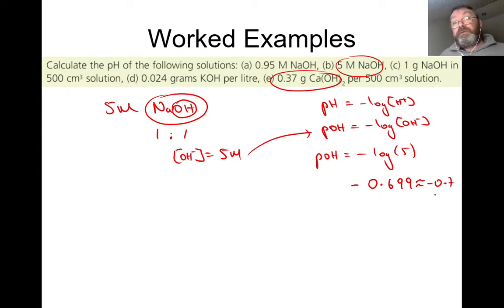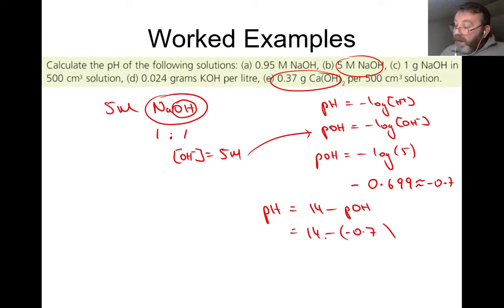Okay, so now what do I do? Now I've got to remember that pH equals 14 minus pOH. So that's going to be 14 minus, which we had up here, minus 0.7. And when you add those together, you get 14.7 as your pH. Remember I told you there are pH values above 14. So don't be surprised if you calculate a pH value that's greater than 14 or less than 0. It does happen. Okay, so that's the first one.